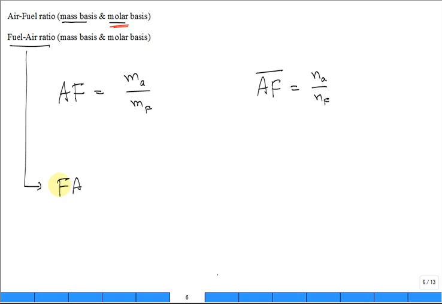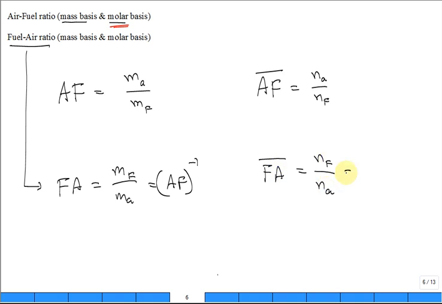F to A instead of A to F. And if it's on a mass basis, it's the mass of fuel to the mass of air. Is that equal to the reciprocal of the air-to-fuel ratio? Sure. And then they can put the fuel-to-air ratio on a molar basis. Number of moles of fuel to number of moles of air, that's just the reciprocal of air to fuel on a molar basis. Okay. So once you get one of them down, it's pretty straightforward.